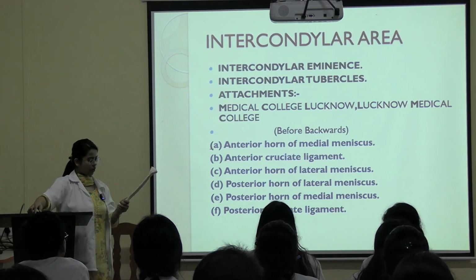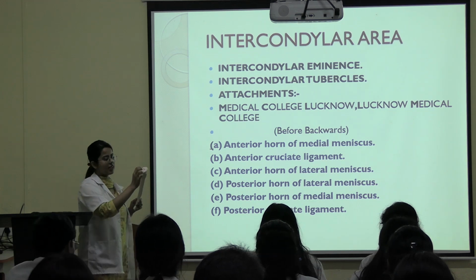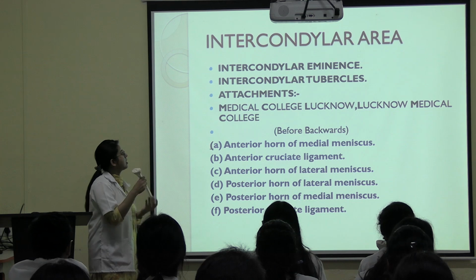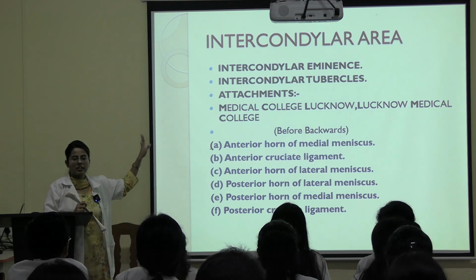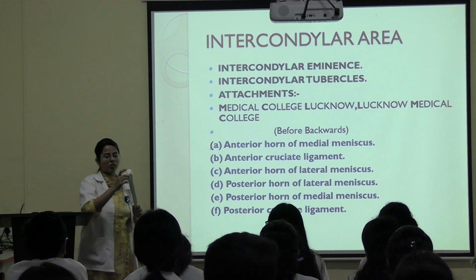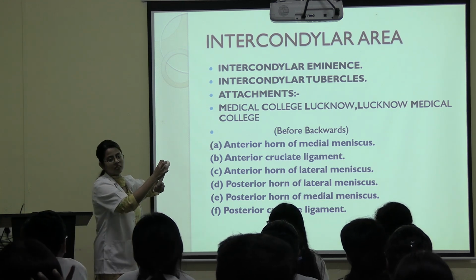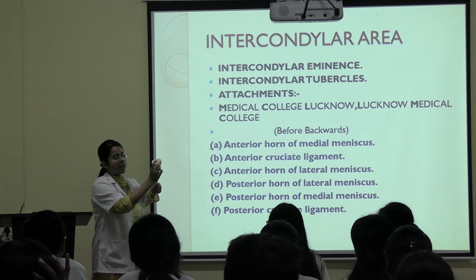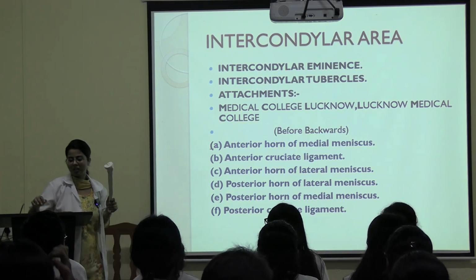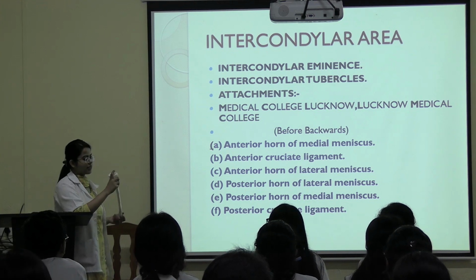Now this intercondylar area. This is the intercondylar area. Clear? Okay. Now what is the intercondylar eminence? Intercondylar tubercles. Clear? Which part is known as what? This part? And these two parts? Clear? Now what are the structures which are present here?